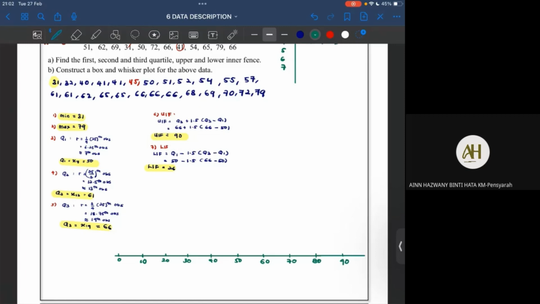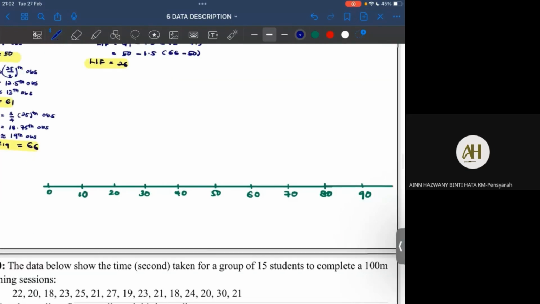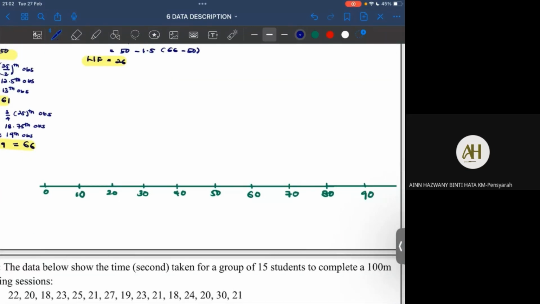Okay, so first thing first is we are going to mark our minimum and maximum value. So minimum is 31, maximum is 79. So 31, di sini 31. Okay, so kita labelkan. So macam mana nak markkan dia? Aduh. So saya labelkan 31 dekat sini.